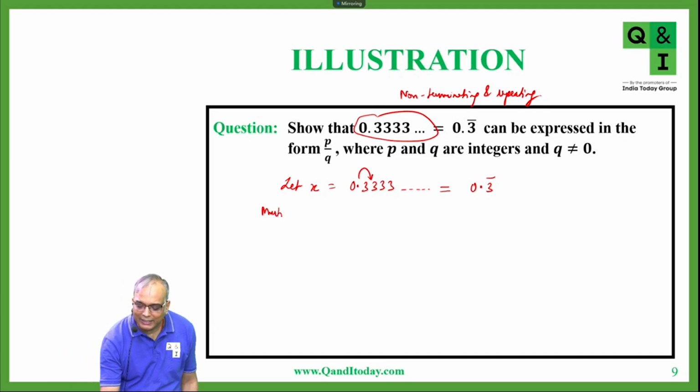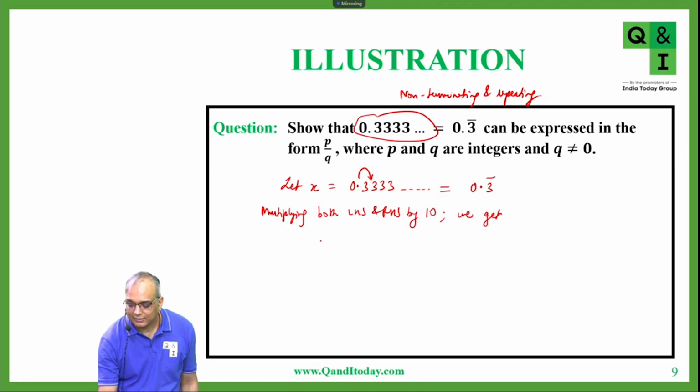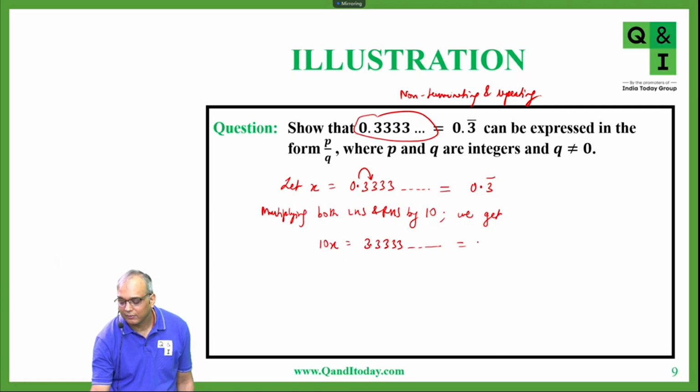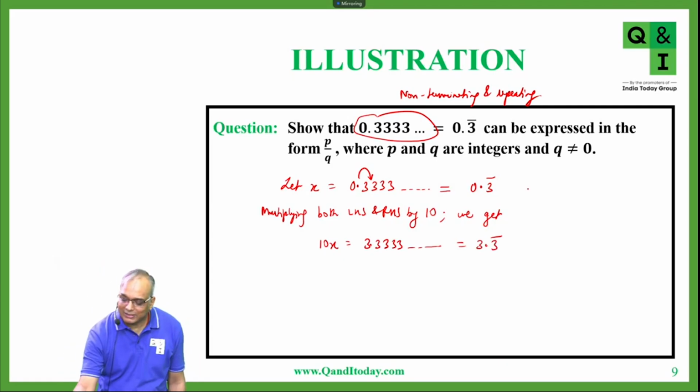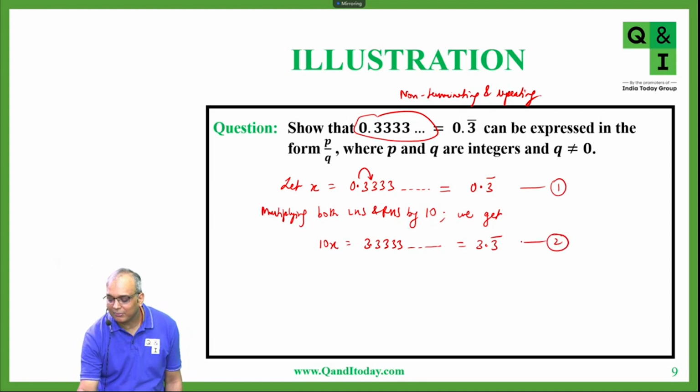So multiplying both LHS and RHS by 10, we get 10x is equal to 3.333 and so on, which is equal to 3.3 bar. So this is your equation number 1 and this is your equation number 2.